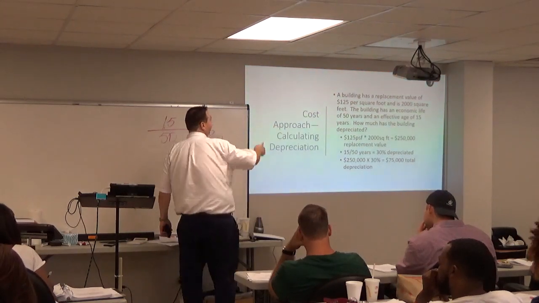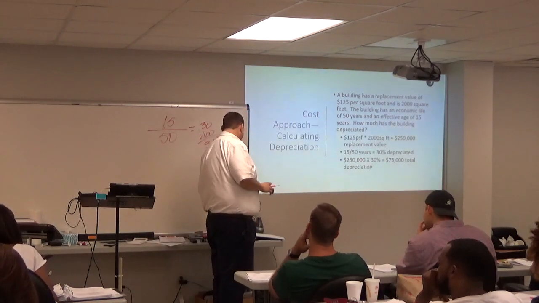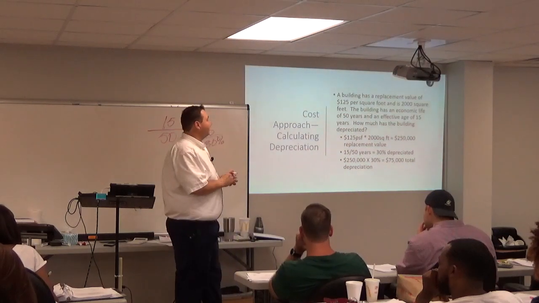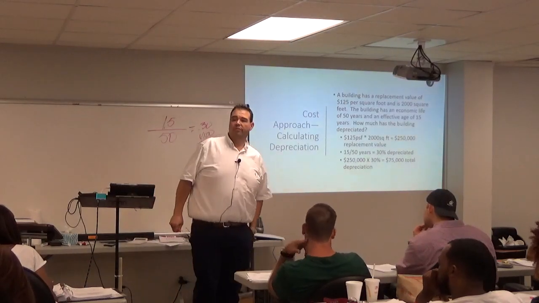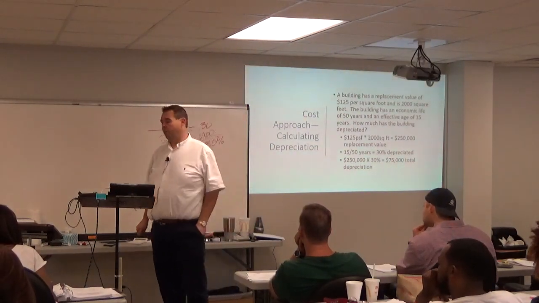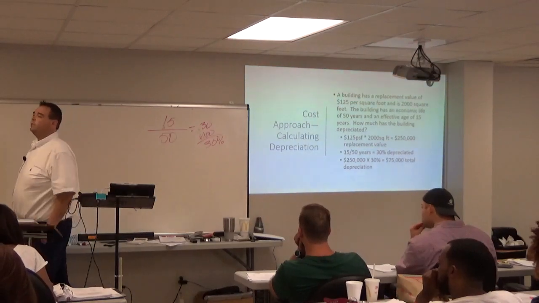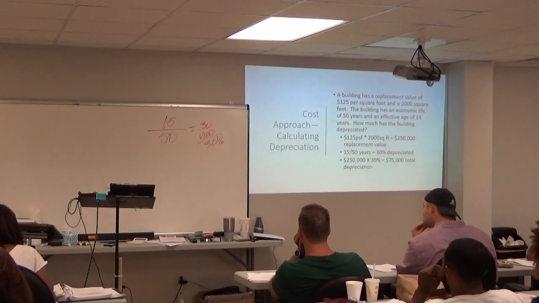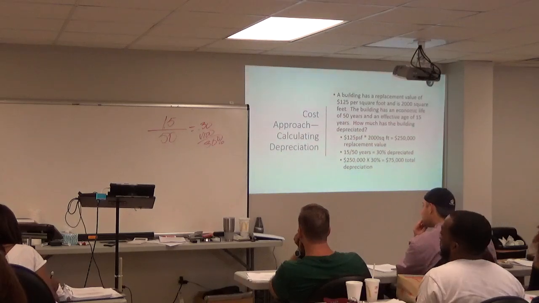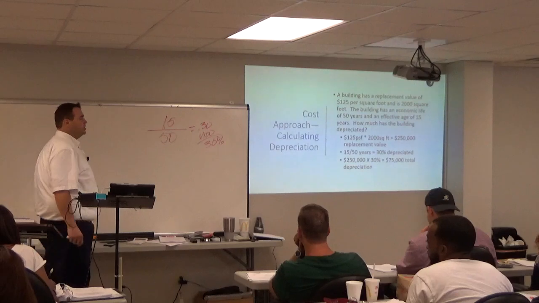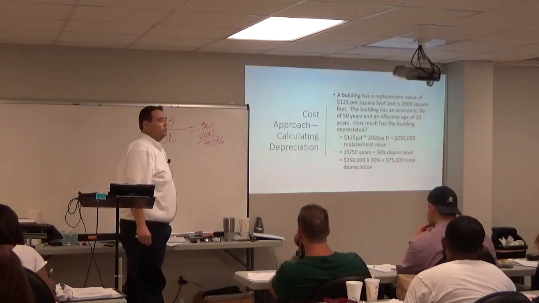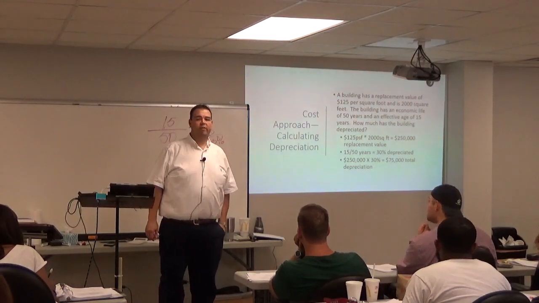30%. Well, the property is worth $125 a square foot times 2,000 square feet. So if it was brand new, the replacement value would be how much? $250,000. Does everybody see that? If it was brand new. But it's not brand new. It's depreciated. How much is it depreciated? By what percentage? 30%. So we're going to multiply that $250,000 times 30%, and we get $75,000 in depreciation. The property is depreciated by $75,000.